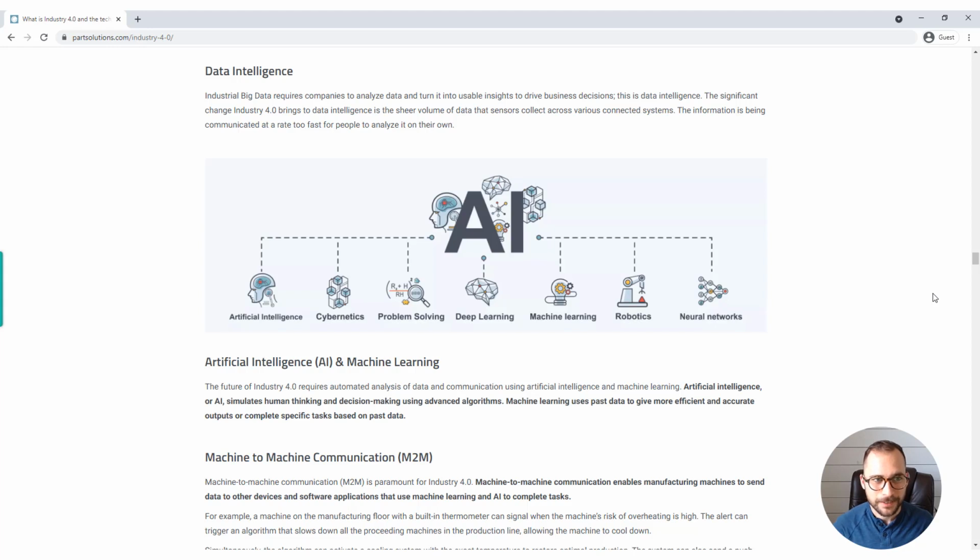Data intelligence. Industrial big data requires companies to analyze data and turn it into usable insights to drive business decisions. This is data intelligence. The significant change Industry 4.0 brings to data intelligence is the sheer volume of data that sensors collect across the various connected systems. The information is being communicated at a rate too fast for people to analyze it on their own.